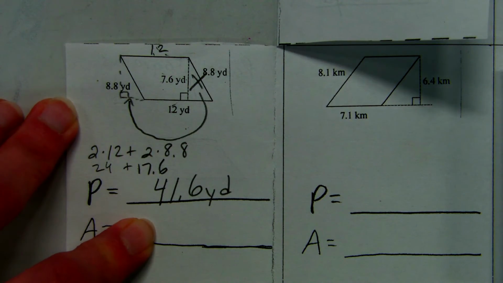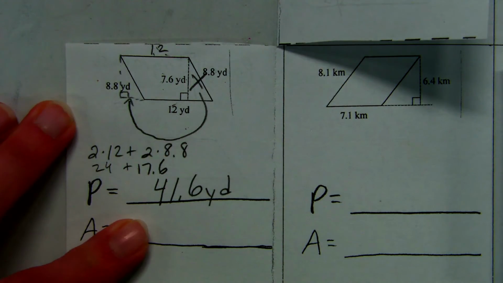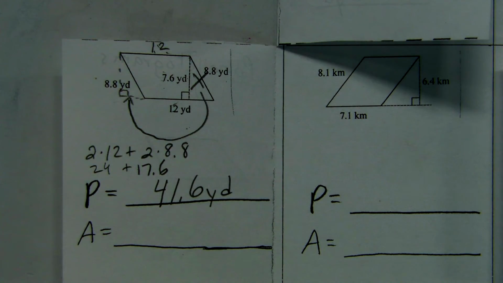Now, if you want to write 12 plus 12 plus 8.8 plus 8.8, you are welcome to do that and just add up the 4 sides. It's just a little bit more writing on your paper. Okay? I know you guys love to write out as much as possible. So if you want to do that, you're welcome.